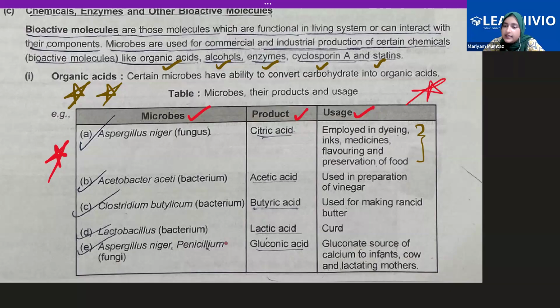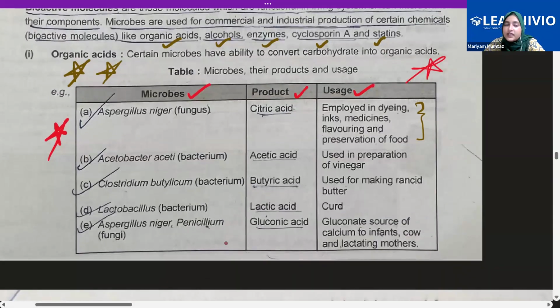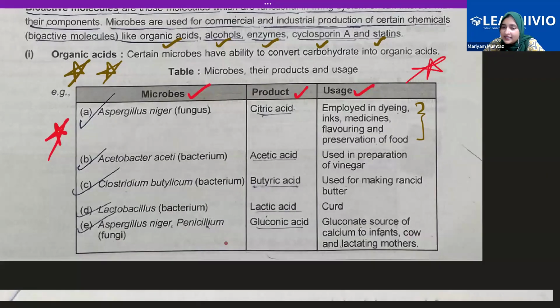of food. Second is Acetobacter aceti, which is a bacterium and it is used to make acetic acid. What is acetic acid? It is basically a fancy name for vinegar. So it's used for the production of vinegar. Then Clostridium butylicum. It is responsible for the production of butyric acid, which is used for making rancid butter. Lactobacillus makes lactic acid used to make curd.